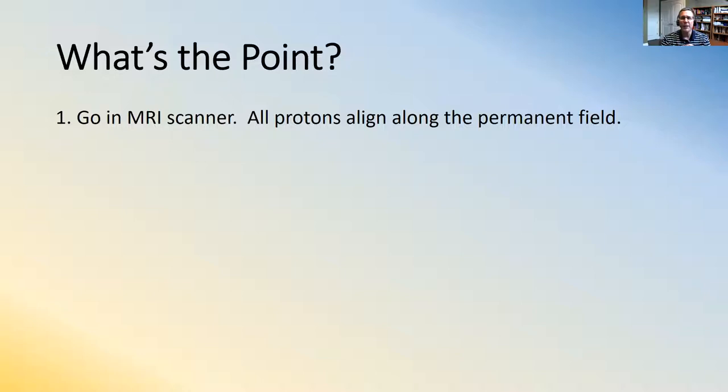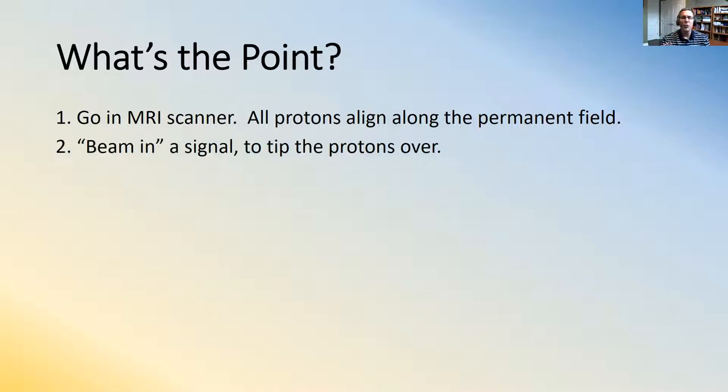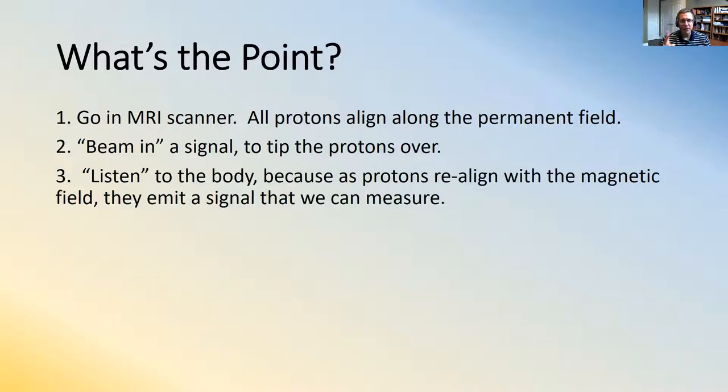Okay. So let's just kind of re-summarize those things. So what's the point of all this? Number one, you go into an MRI scanner, that super strong magnetic field, that field's on all the time. As you're lying there, all the protons align along that permanent field. We then beam in a signal, the resonance part. We're beaming in a radio wave that's going to tip those protons over. Step three, we now listen. We turn off that radio signal.